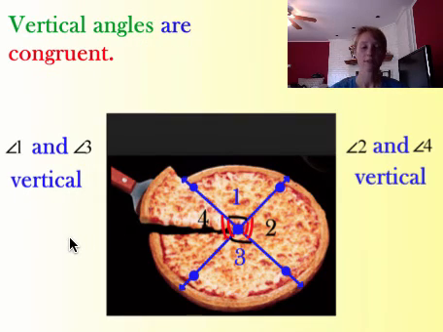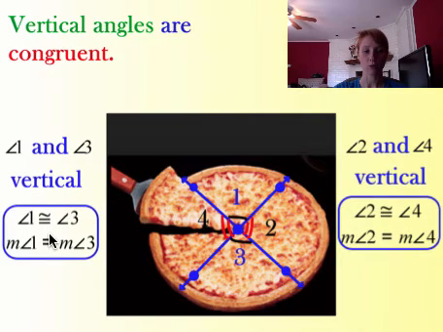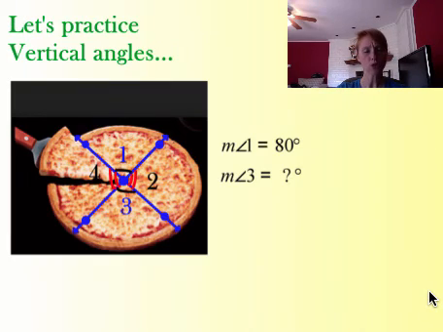A special feature about vertical angles is that they are congruent to each other. So angle 1 and 3 are vertical, and so they are congruent. That means the measures of each of their angles are equal. So the same thing goes for angle 2 and 4. Angle 2 is congruent to angle 4, and the measure of angle 2 is equal to the measure of angle 4. So let's do a little practice involving vertical angles.